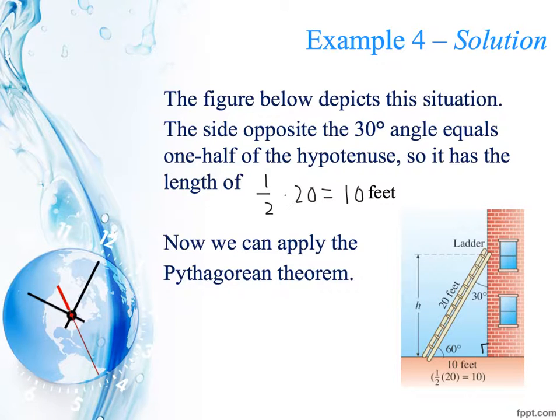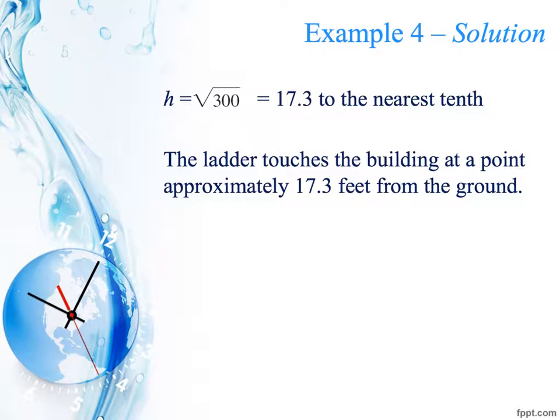So now we have a right triangle. We know two of the sides of the right triangle. We can use the Pythagorean theorem to find the third side on the building. 10 squared plus the missing length squared must equal the hypotenuse squared. So again, we do the squaring next. 10 squared is 100.